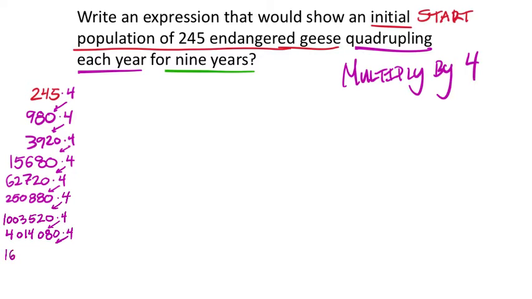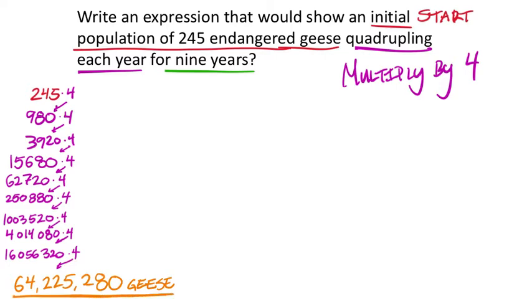Looks like we got 16,056,320 geese. All right, how many is that? 1, 2, 3, 4, 5, 6, 7. That's 8 years. We got to do a 9th year here. So I got to multiply that by 4 one last time. And this will tell me how many geese I have after 9 years. So this looks like it's 64,225,280. I'll label it in geese. Or is it geesin? I don't know. There you go. Bam.